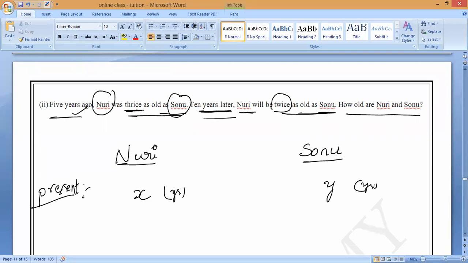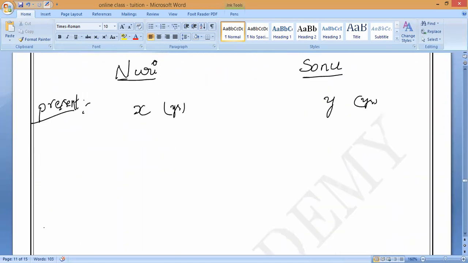Okay? 5 years ago. What is the age of Nuri? We already discussed this type of sum. 5 years ago, what is the Nuri's age? Present age is X years. 5 years ago means, what is the age? First say, 5 years ago, what is the age of Nuri?